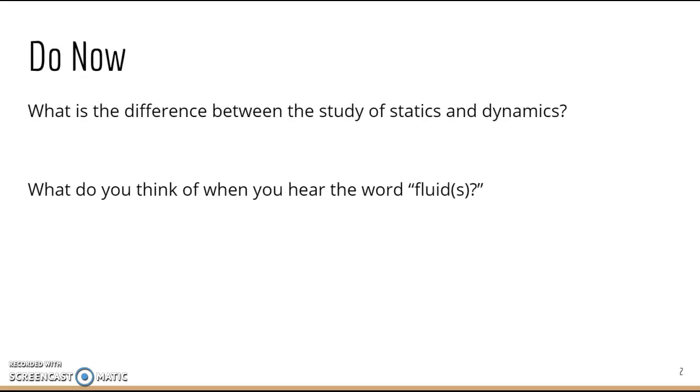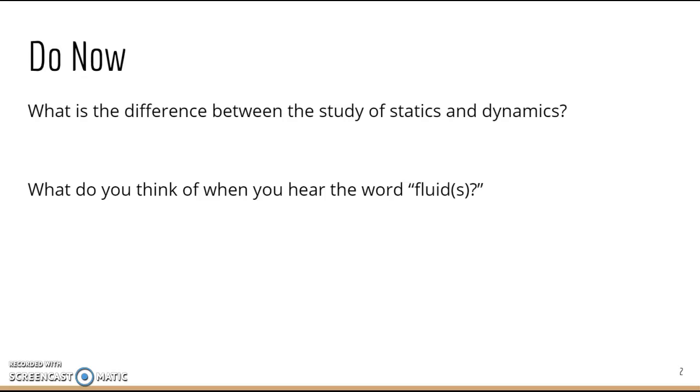All right. So first thing, let's do a warm-up question here. What's the difference between the study of statics and dynamics? Try to think back to what those mean and what the difference is. And what do you think of when you hear the word fluid? Take a couple moments here and reflect on these and write your answer.